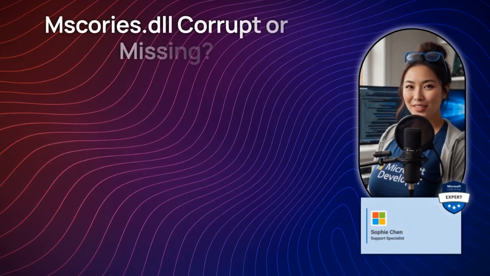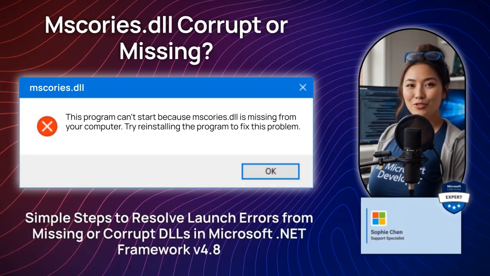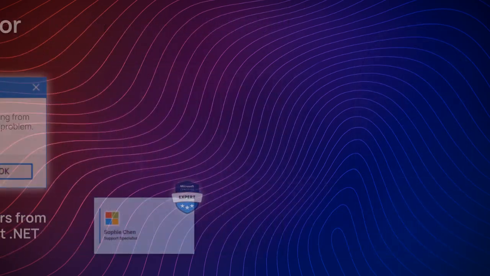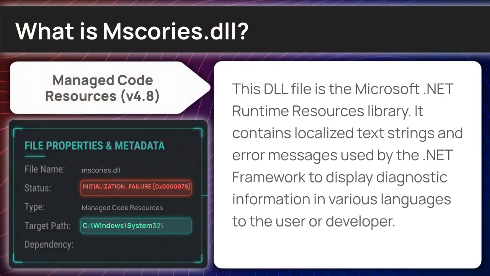Need a deep-level look at your system to fix the mscorie.dll? I'm Sophie Chen, a senior Windows support engineer, and I'll walk you through the professional restoration of this core file. This DLL file is the Microsoft .NET Runtime Resources Library. It contains localized text strings and error messages used by the .NET framework to display diagnostic information in various languages to the user or developer.